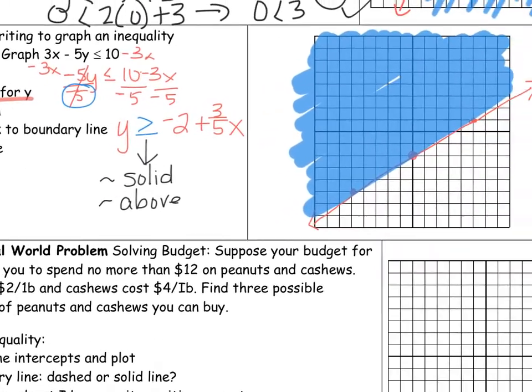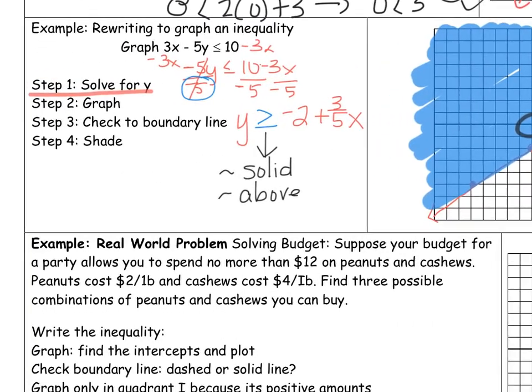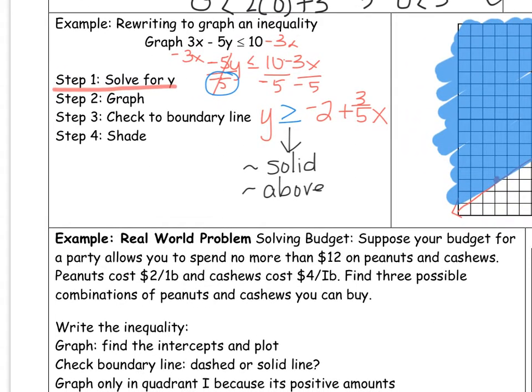So again, I want to check to make sure I graphed correctly. So I'm going to pick a point in the shaded area. My favorite one to pick is 0, 0. So that's what I'm going to do, pick the point 0, 0. And I'm going to check it in the original equation. So I'm going to plug in 0 for x, and I'm going to plug in 0 for y, and see if I get a number that is less than or equal to 10.